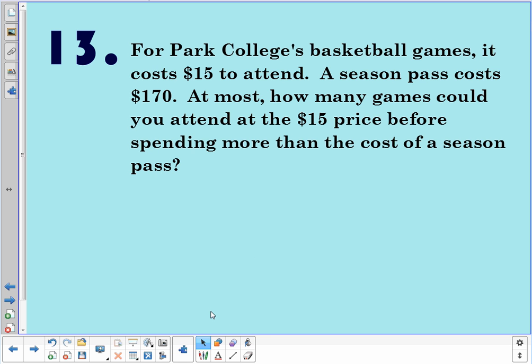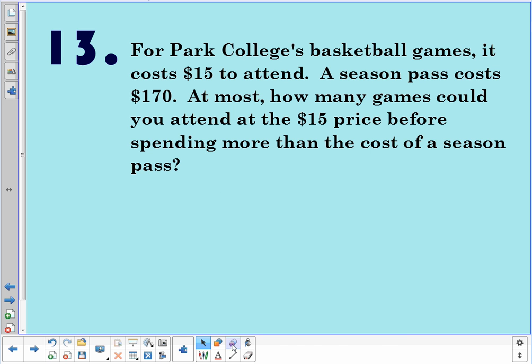For Park College's basketball games, it costs $15 to attend. A season pass costs $170. At most, how many games could you attend at the $15 price before spending more than the cost of a season pass? So this is that common question that you have for a lot of things. Zoo passes, Valley Fair passes, ski passes at Buck Hill. Will you go enough? Are you going to attend the game enough?